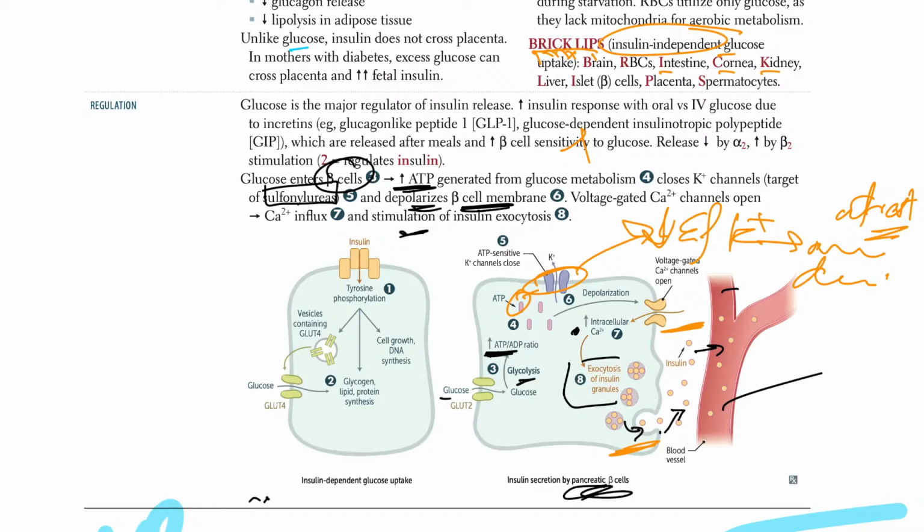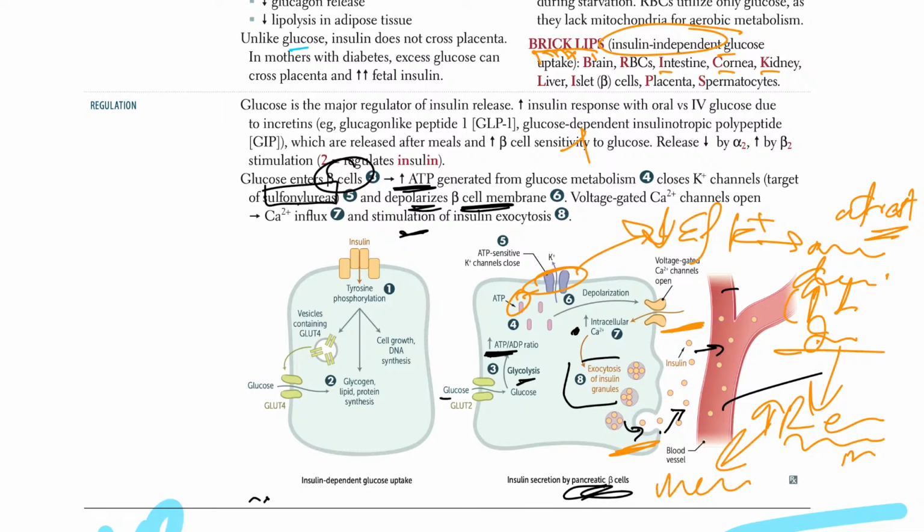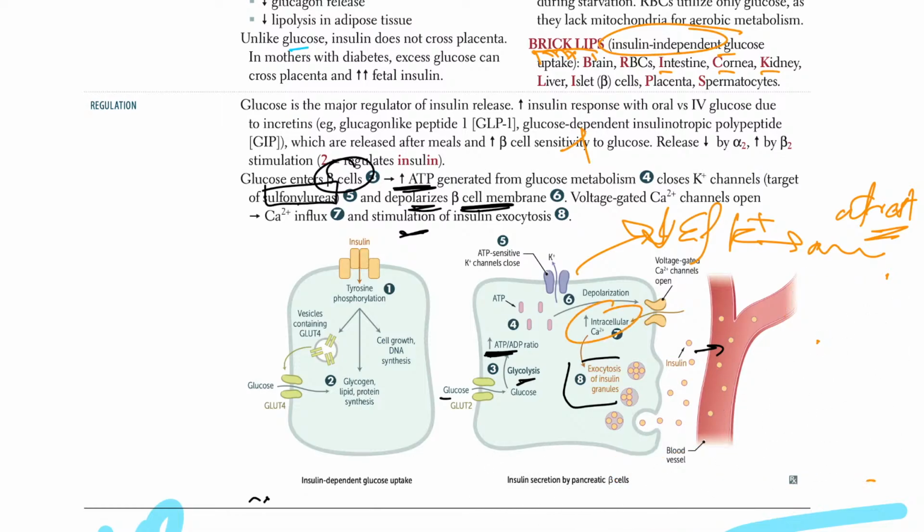Why is that happening? Because when you have an increase in potassium inside the cell, because it's not going out, it leads to an increase in resting membrane potential in the cell, and that causes membrane depolarization. This membrane depolarization will cause these calcium channels to open, so that the calcium can go in. And then there's an influx of calcium. An important point here is that calcium is going to cause exocytosis.